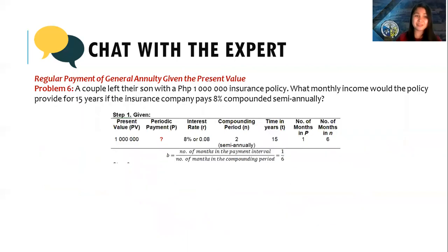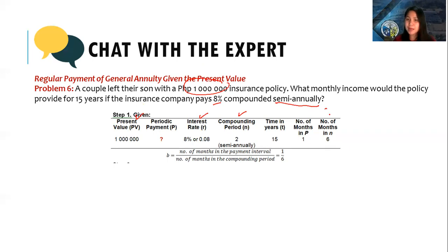Let's go to the last one. A couple left their son with a 1 million insurance policy. Sana all, 1 million, right? What monthly income would a policy provide for 15 years if the insurance company pays 8% compounded semi-annually? The 1 million is left today, so it is the present value. At 8%, that's the interest rate, compounded semi-annually.